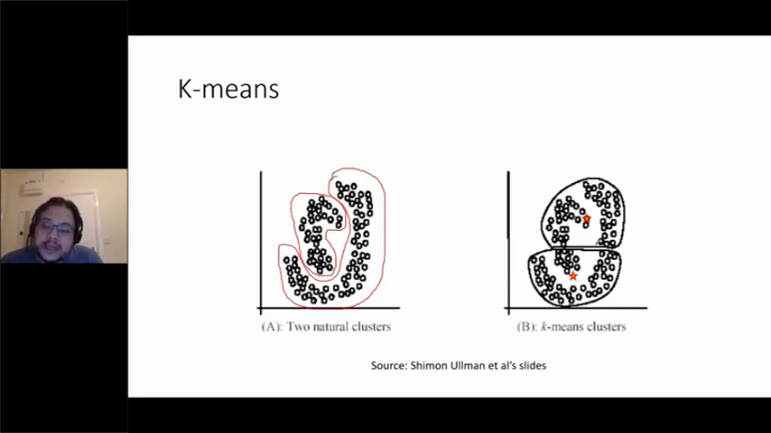K-means will do something like this, here and here. It works well for this kind of problem, and a lot of problems are shaped that way. But some problems might be shaped differently. For example, another algorithm called DBSCAN, which is density-based, is more suitable for this kind of problem. And we have multiple algorithms.